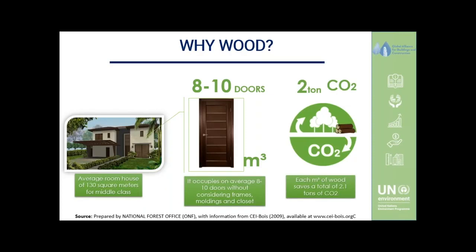An average house of 120 square meters for middle class occupies an average of 8 to 10 doors, that could be wood doors, without considering the frames, moldings, and closets. And each cubic meter of wood saves a total of 2.1 tons. So it's a way to explain why it's important to increase the use of wood, and that's one of the reasons we seek that substitution, the 10% I explained before, in our decarbonization plan.